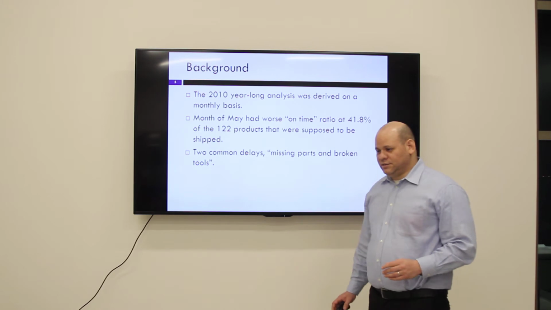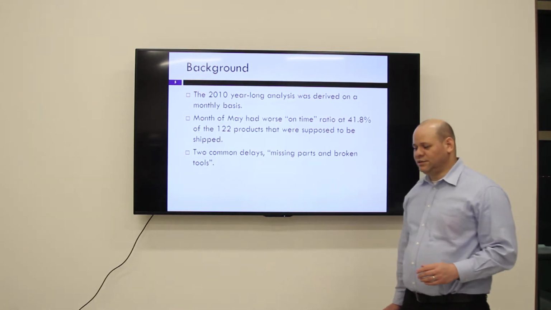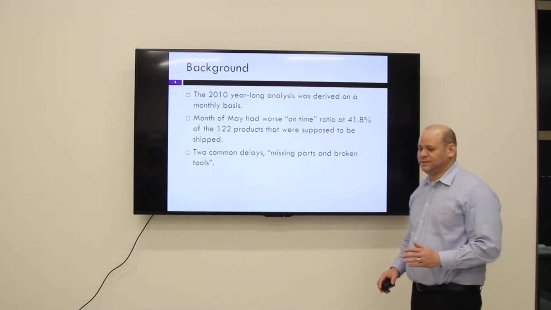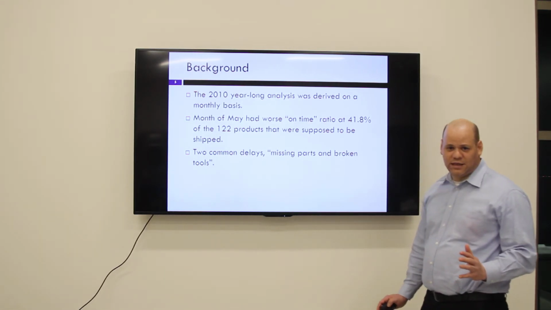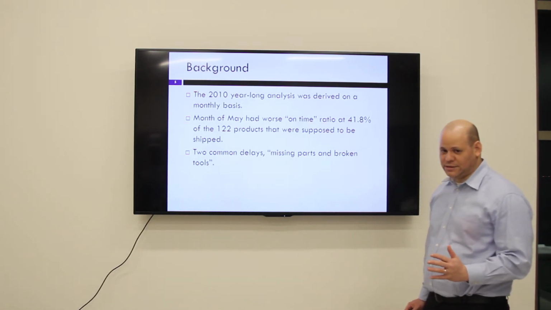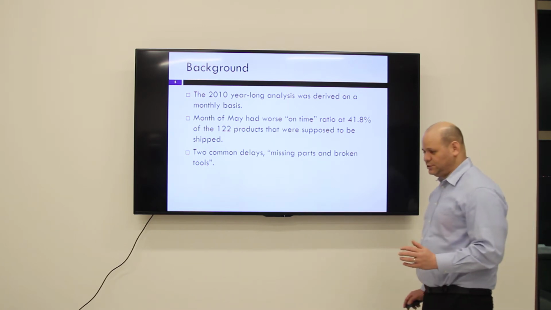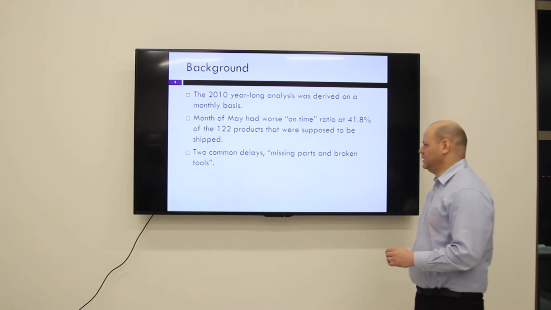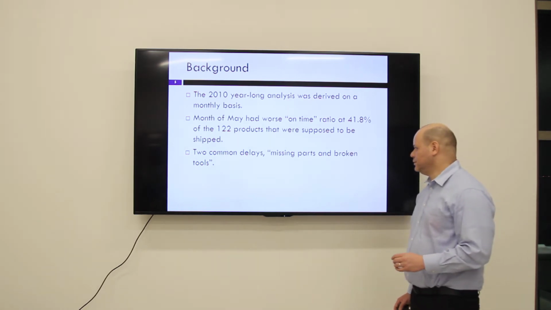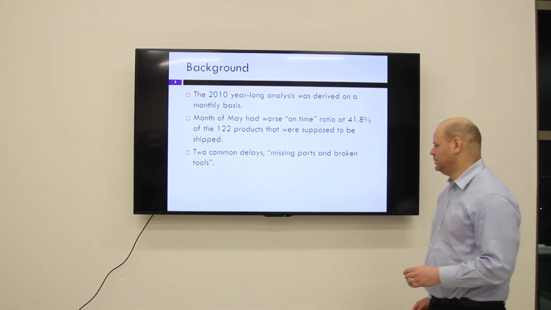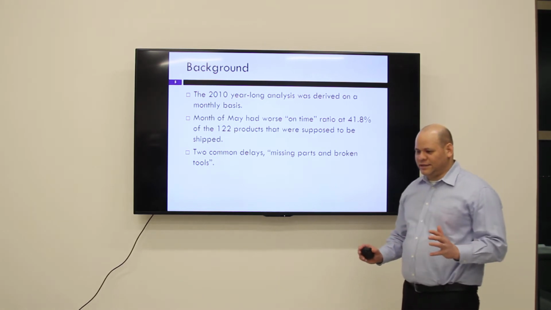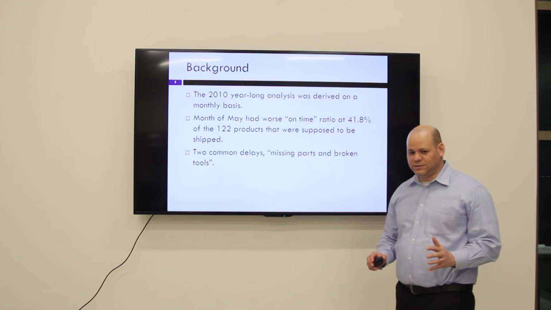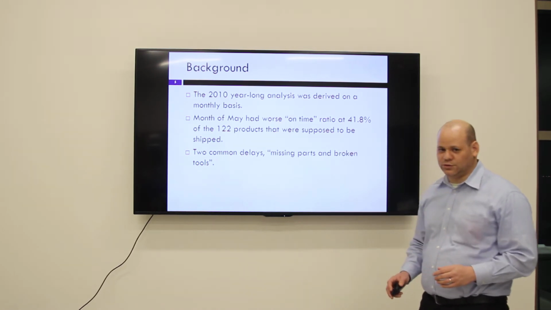The 2010 year-long analysis was derived on a monthly basis. The month of May had the worst on-time ratio. It was 41.8%. Out of the 122 products that were supposed to be shipped, the two most common delays we had in May were missing parts and broken tools.